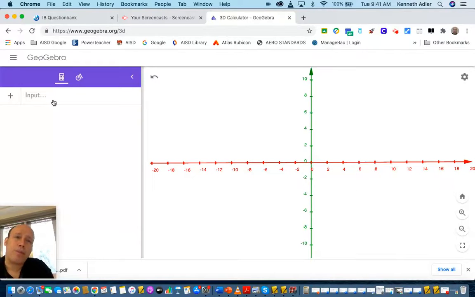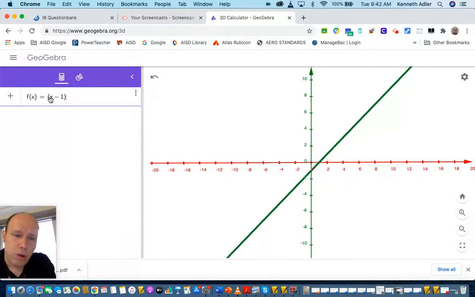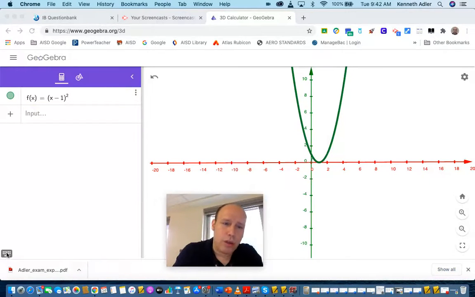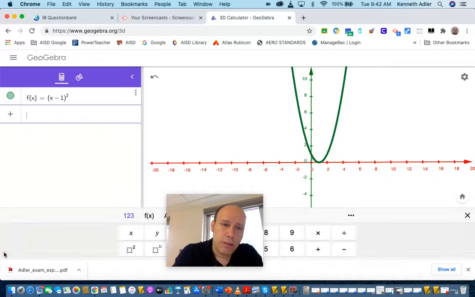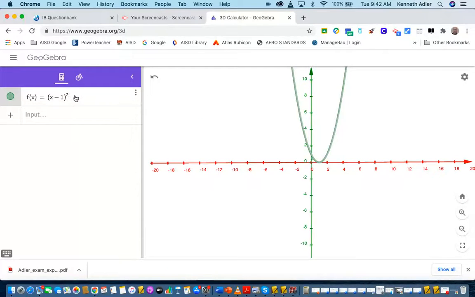That's fine. Okay, let's go to the input, and let's put our functions in. So if you recall, let's call f of x, that was open parentheses, x minus 1, shift 6, so that's squared, or you can go down here to the calculator, and there's the squared if you need it. A square root, we're going to need that a bit. Good. And then you're going to do comma, open parentheses, and we saw it's from 1 to 4, right?